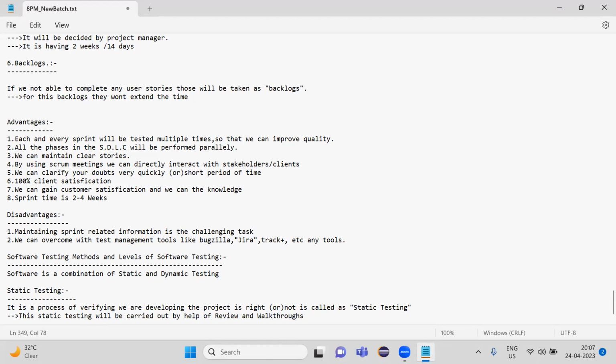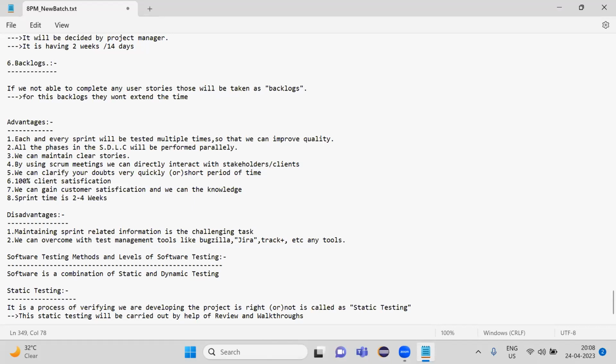What are reviews? What is meant by reviews and what are the different types of reviews available? What is a review? Examining the project related work. మనం ఏమన్నా ప్రాజెక్ట్ రిలేటెడ్ వర్క్ ని రివ్యూ చేసేదాన్ని రివ్యూస్ అంటారు. What are the different types of reviews? Management review, technical review, code review, formal review, and informal review. We have 5 types.